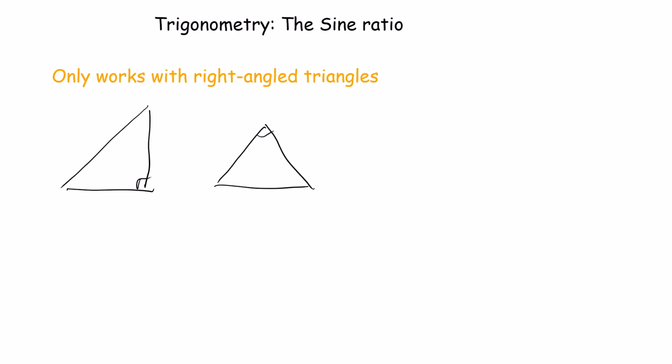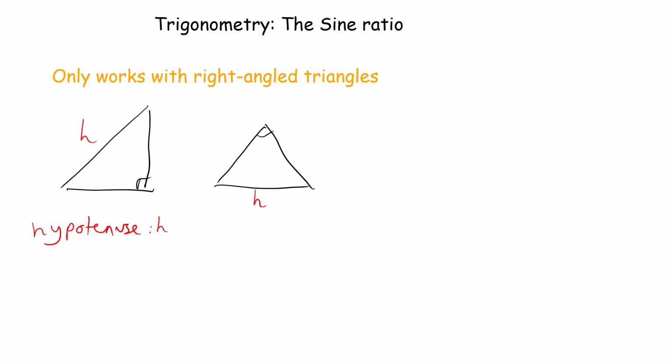Now you might know from having a look at Pythagoras' theorem previously that the first side we're going to have is the hypotenuse. And we're going to label that h. Now the hypotenuse is the longest side of the triangle. It is the side that is opposite the right angle.